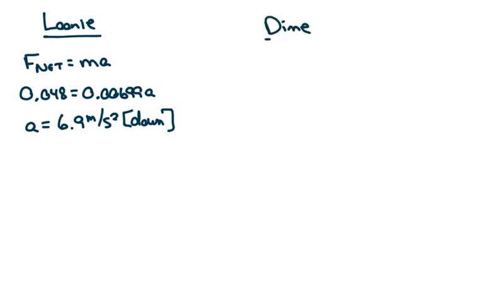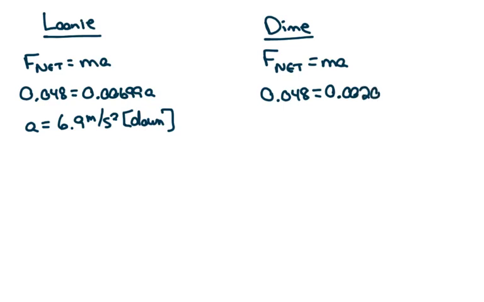Exactly the same to find the acceleration of the dime. We know that F net equals MA. Net force on the system still 0.048 newtons. The mass of the dime in kilograms, 0.00209. Dividing out again to 2 sig figs, this will give us 23 meters per second squared, and the dime's acceleration is up.